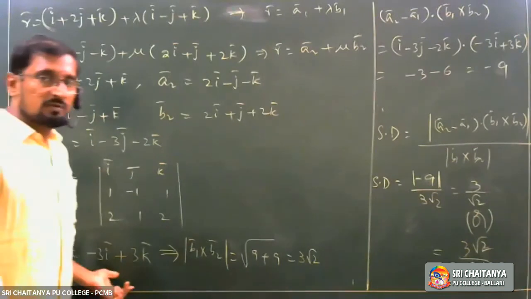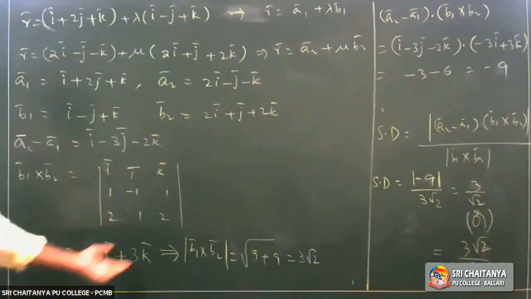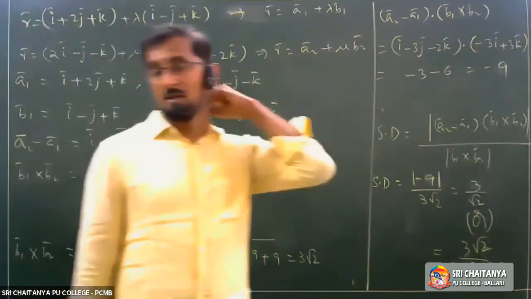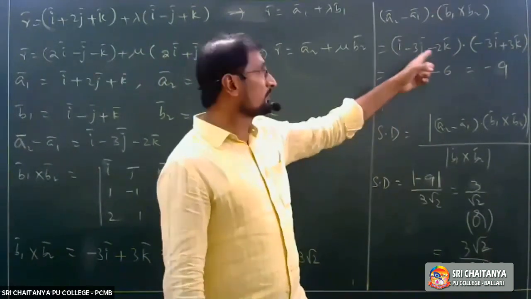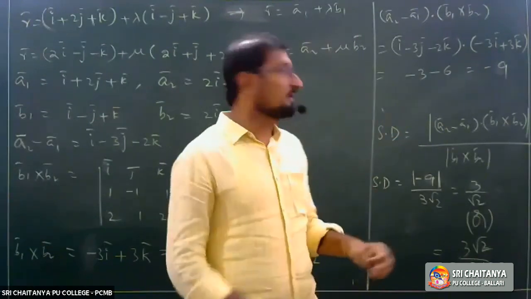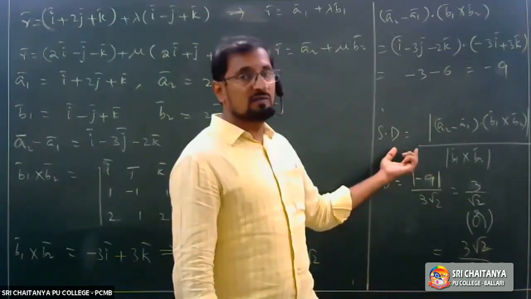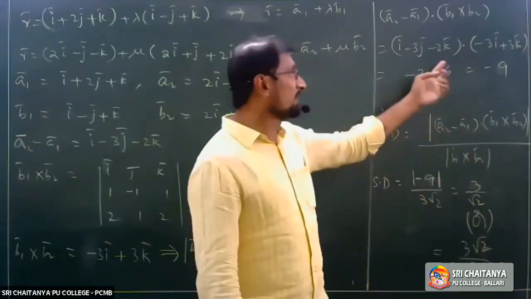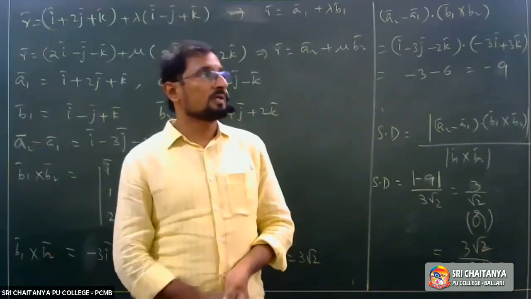I found the magnitude of that one because in the formula it is there in the denominator. So root of 9 plus 9 you are going to get, which is equal to root 18, 3 root 2. After that, I found the dot product of these two, minus 3 minus 6. I had written 18, I am sorry for that. So minus 3 minus 6 is equal to minus 9. So shortest distance is equal to this one dot this one upon this, this is the formula. You apply all the values and you are going to get the answer as 3 root 2 by 2 units.